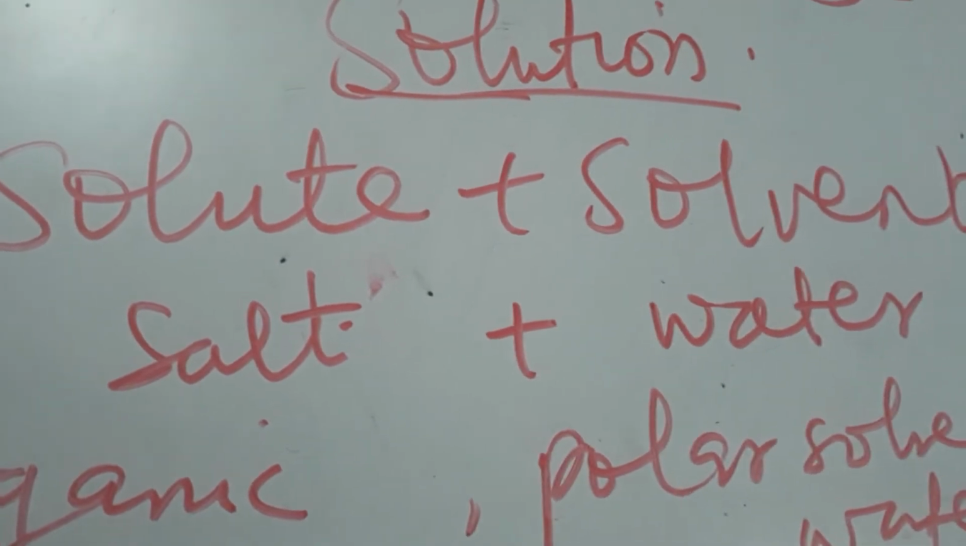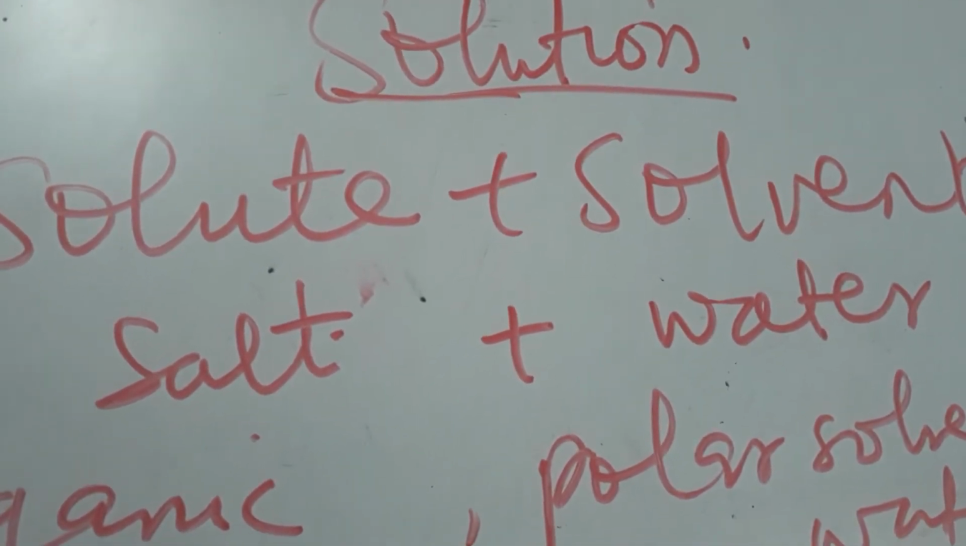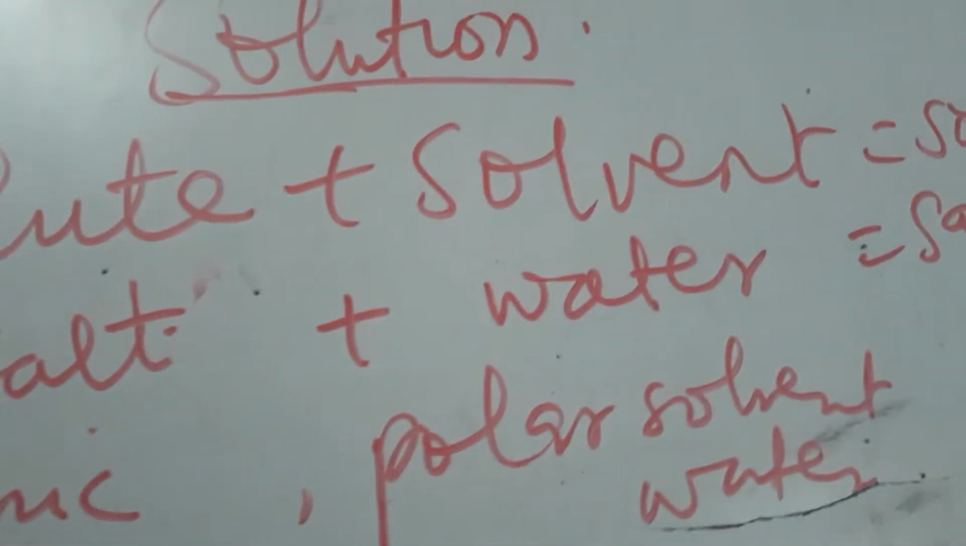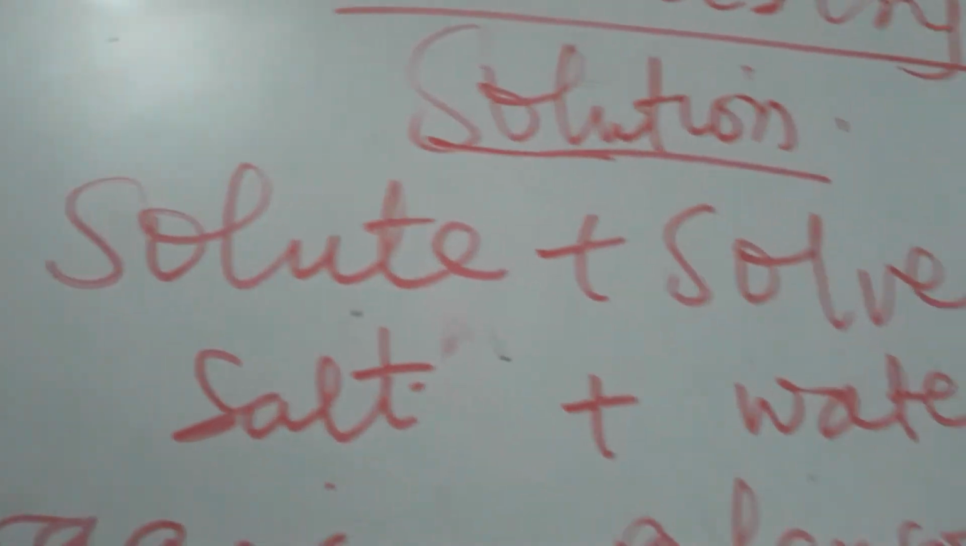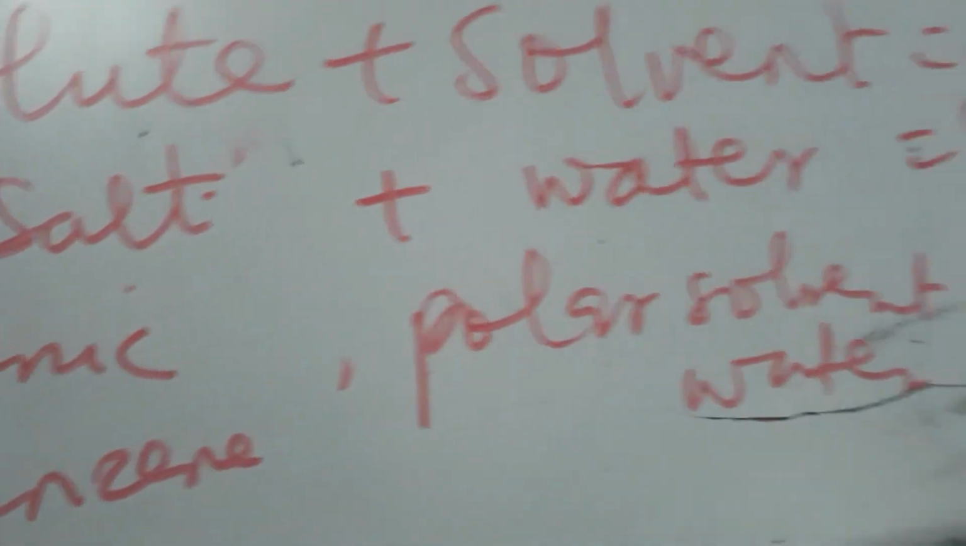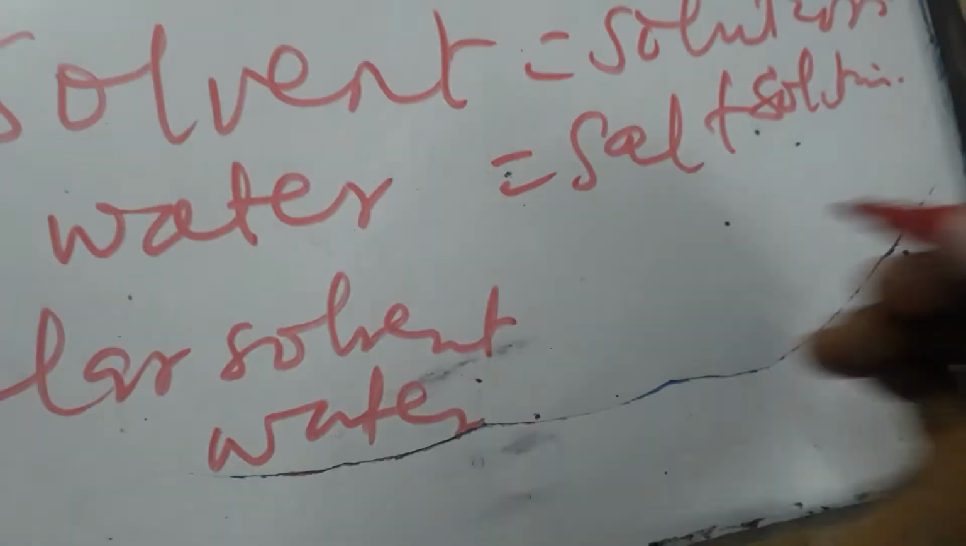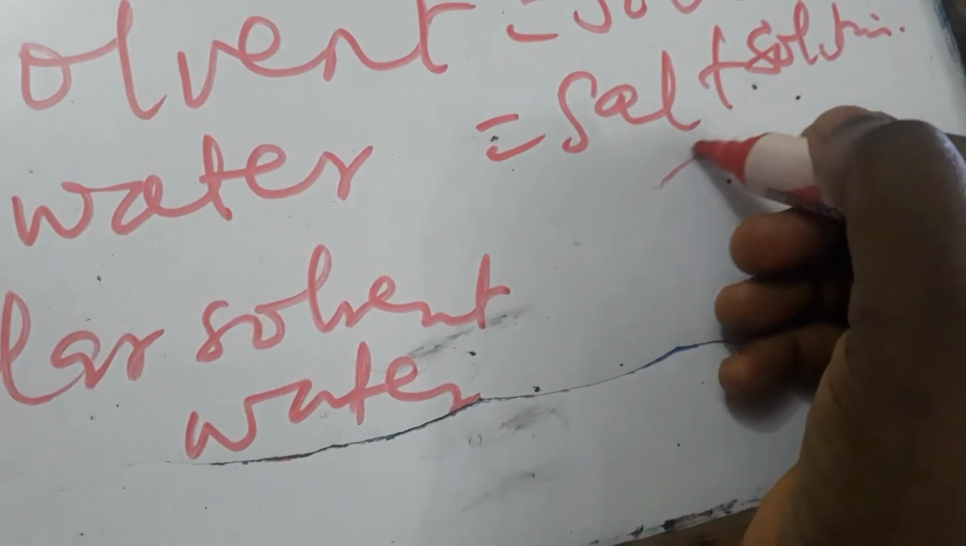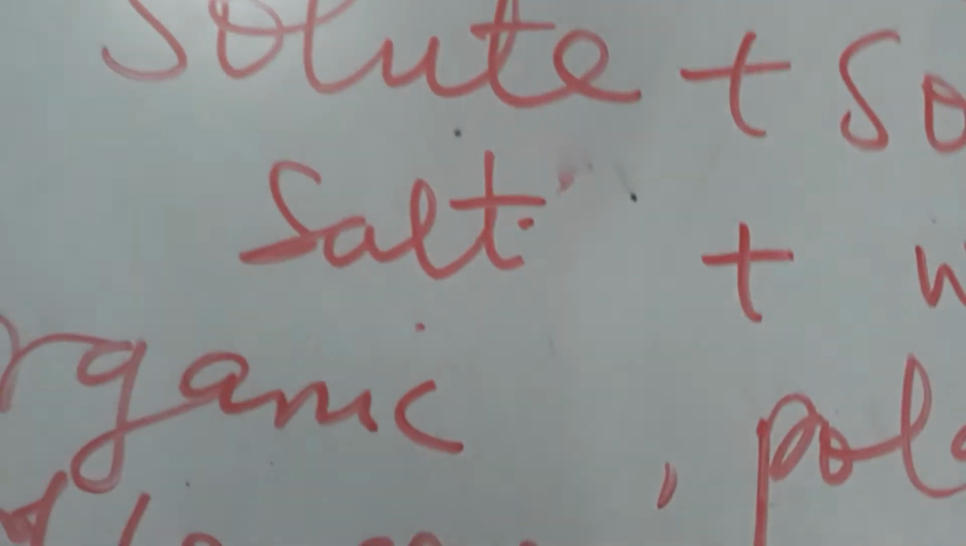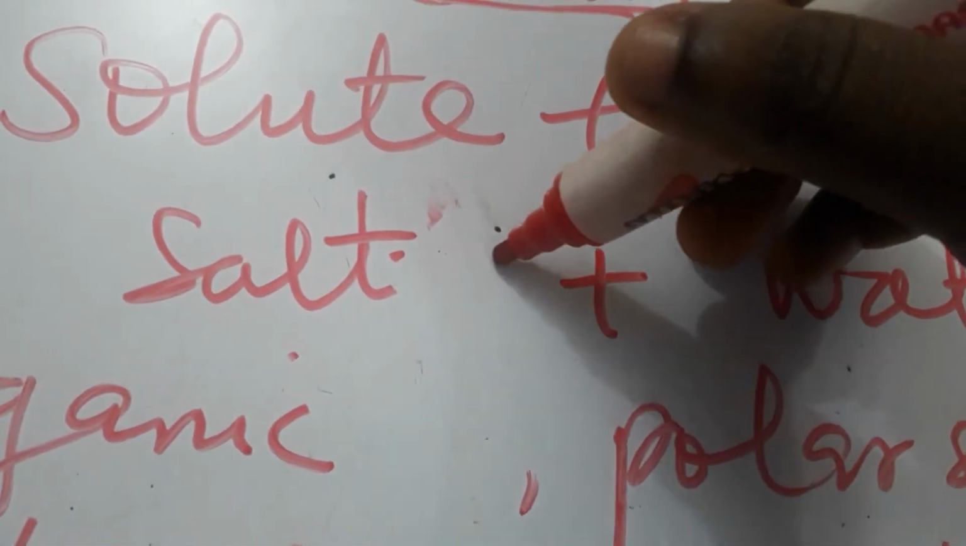What is a solution? A solution is made up of a solute and a solvent. Now, solutes like salt, when added to water, form salt solution. So a salt solution is an example of solution. Now, the solute there is a salt. That's the substance you are dissolving.